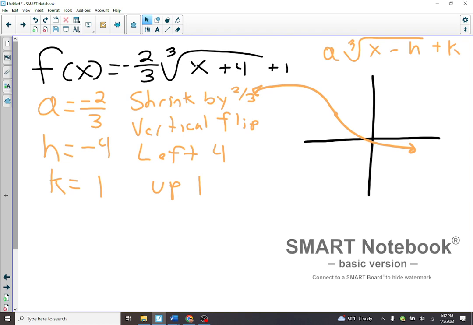The key part I'm looking at is not only the orientation. So it looks like this. It's upside down. And the other part I'm looking at is this point. I went left 4 and up 1 from 0. So -4, 1. That should be the point that I see.